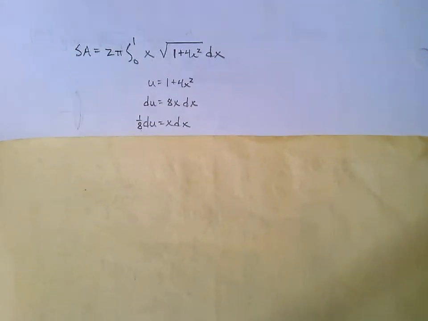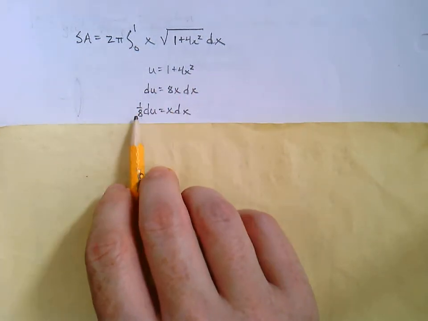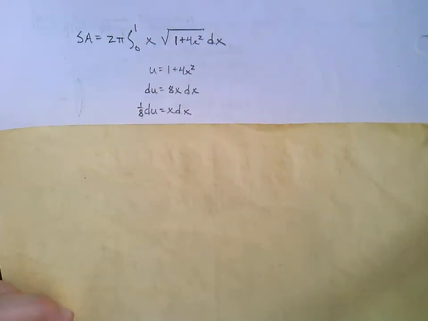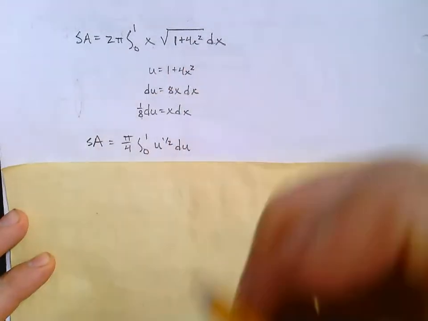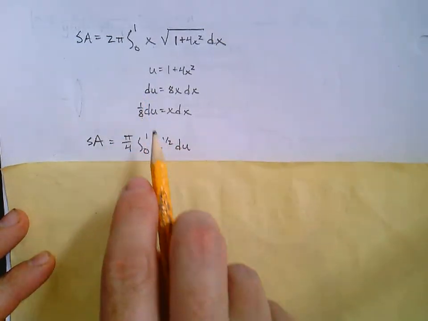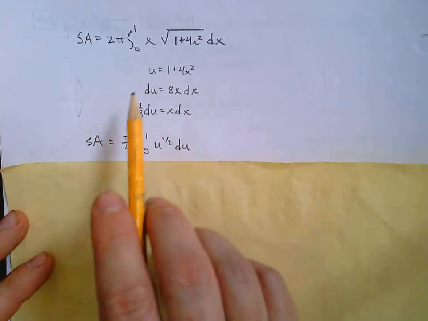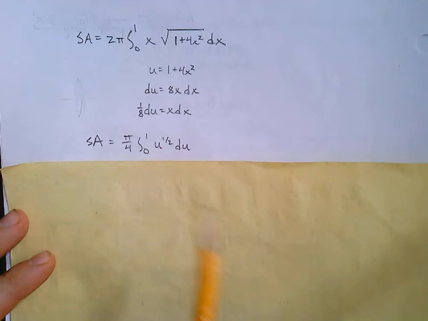Let's just see all that. So u will equal 1 plus 4x squared. So du equals 8x dx. We don't need that 8, so let's divide it over. 1/8 du equals x dx, right? We got the x dx covered. Okay. So surface area. The 1/8 we're just going to pull out in front and make that pi over 4. Integral 0 to 1. And then the x dx becomes our du. And okay, square root of u to the 1/2.